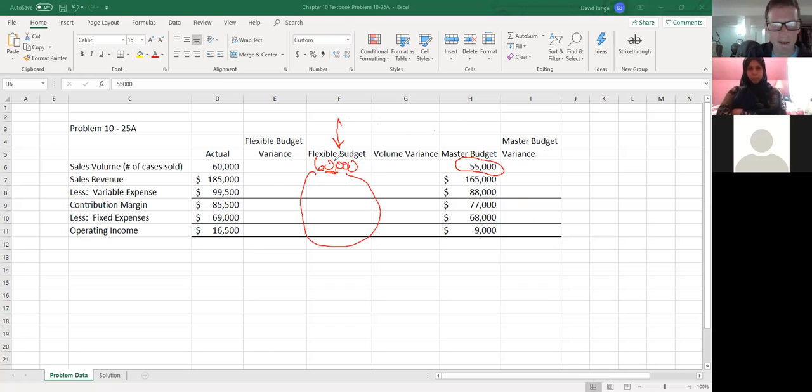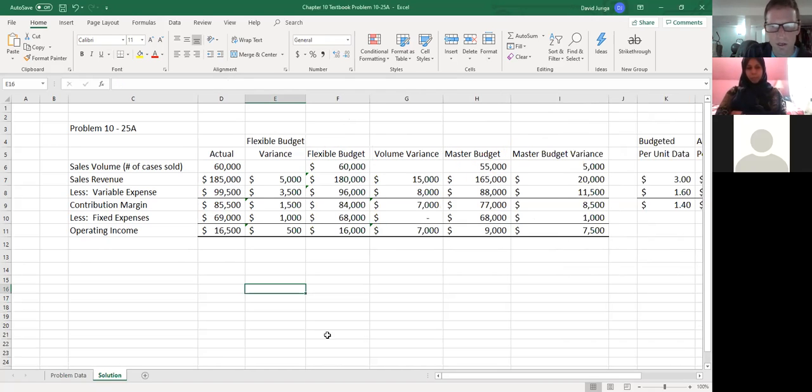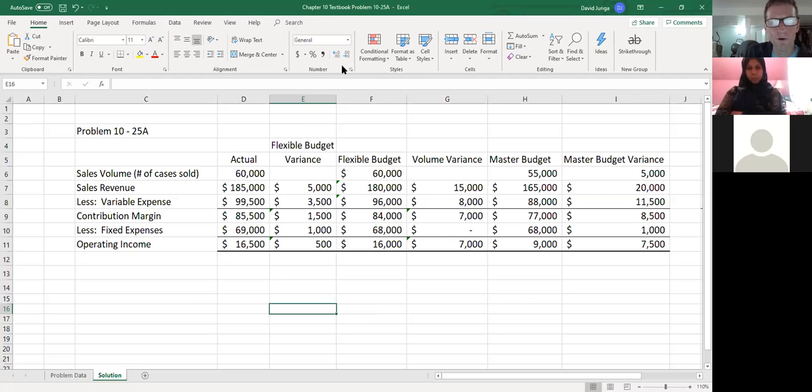To make it more simple, I've actually already filled this in. So let's go to the solution. To start with, I'm just going to focus on the flexible budget column, and we're going to be comparing it to the actual column. That's what we're going to do first. I'm going to walk you through and not only talk about the differences, but try to explain what you would be looking at in terms of a variance, favorable or unfavorable, if you were a manager.